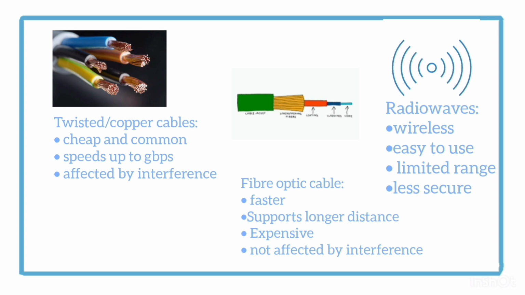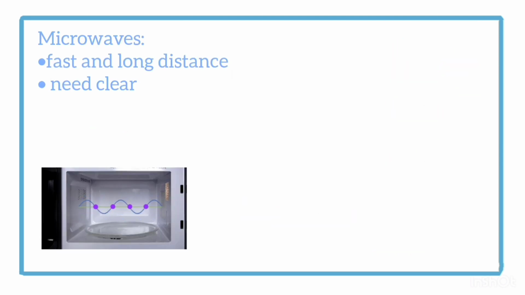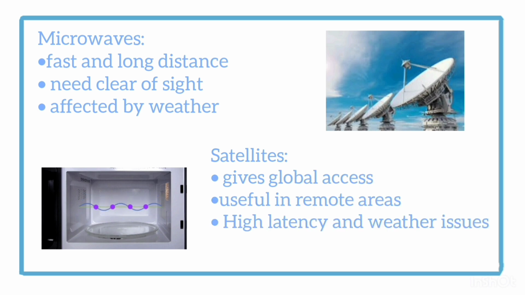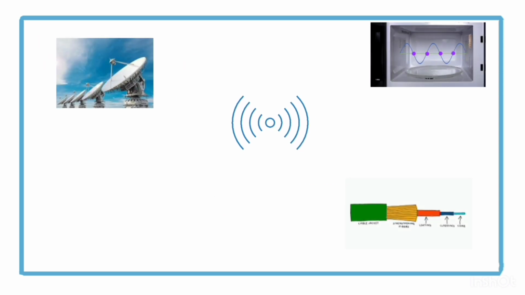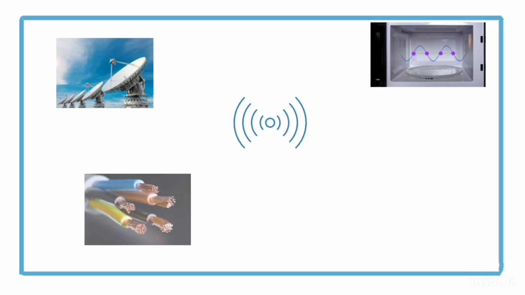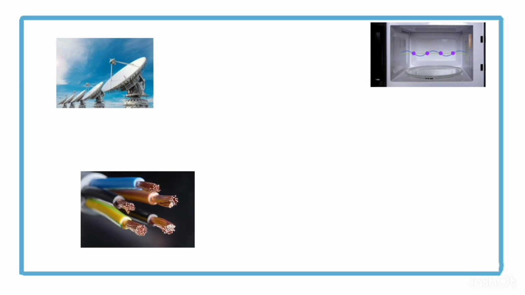Radio waves are wireless and easy to use, but have limited range and are less secure. And we have microwaves, which offer fast, long distance links, but need a clear line of sight and are affected by the weather. Satellites give global access, useful in remote areas, but have high latency and weather issues. Each medium suits different needs depending on speed, cost, range, and reliability.